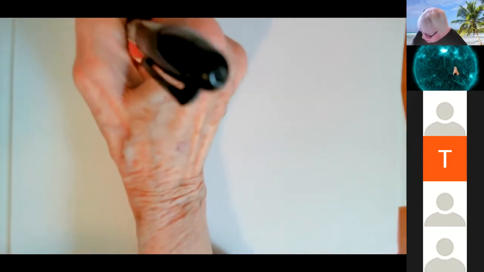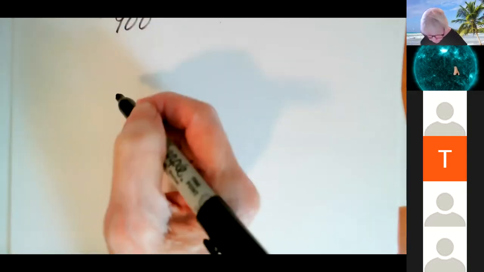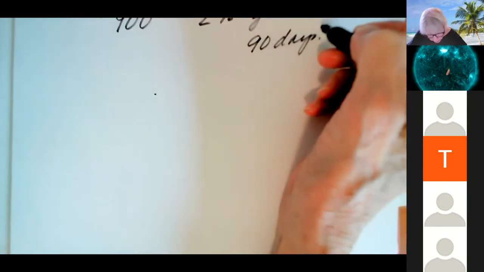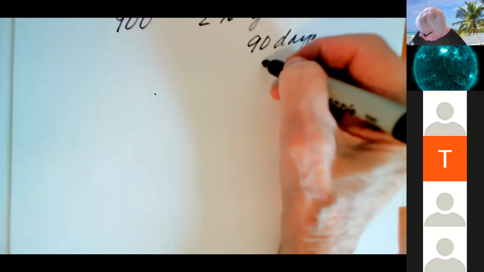Here's another problem. A woman deposits $900 in an account. It pays only 2% a year. If she withdraws all the money after 90 days, how much is in the account?